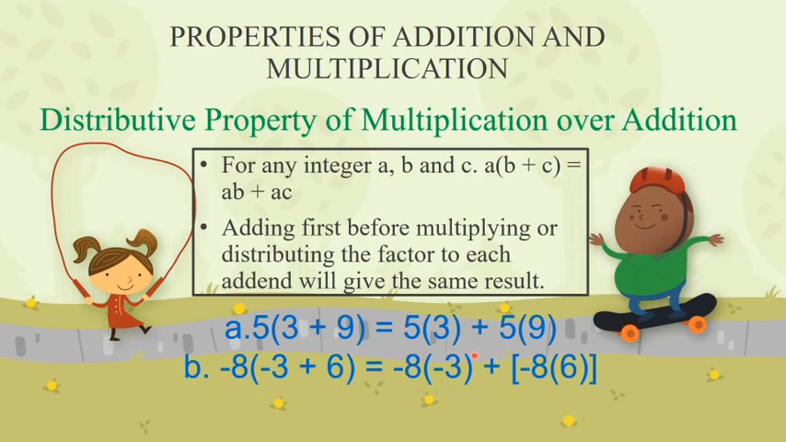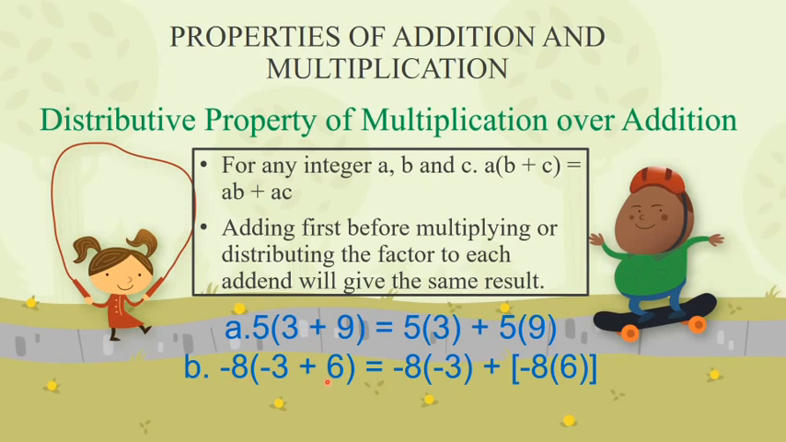Now, let us have example letter B. We have negative 8 times the quantity of negative 3 plus 6. So it means that in the distributive property of multiplication over addition, we will distribute multiplying negative 8 to each of these numbers. So we have negative 8 times negative 3 plus negative 8 times positive 6. So we distribute negative 8 to negative 3 and negative 8 to 6.